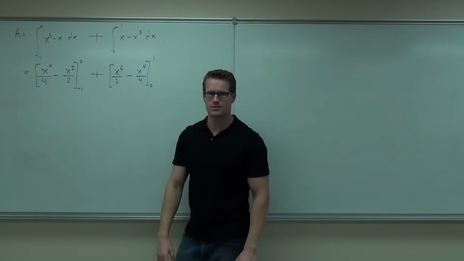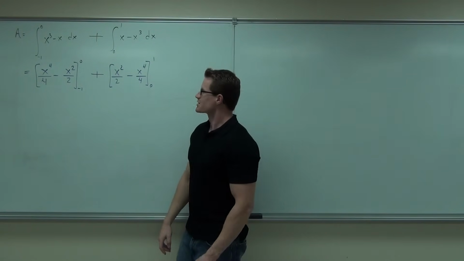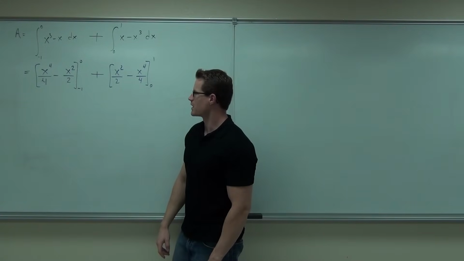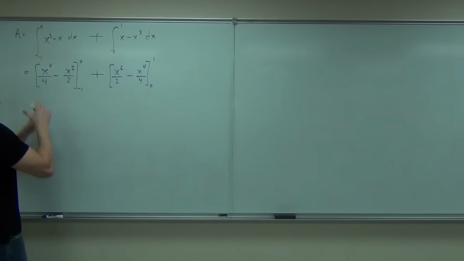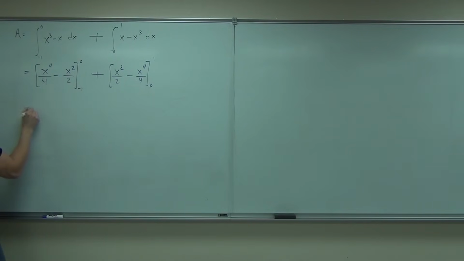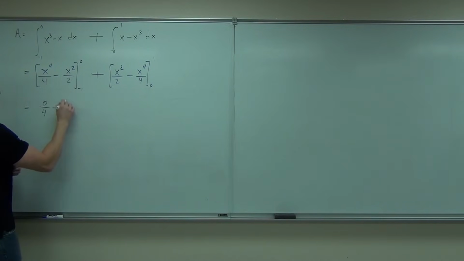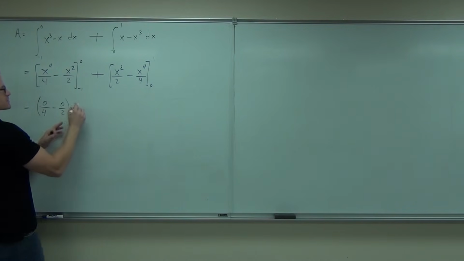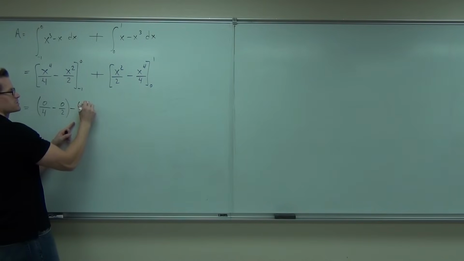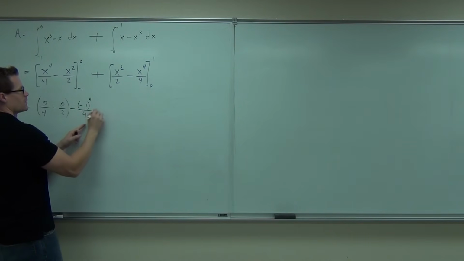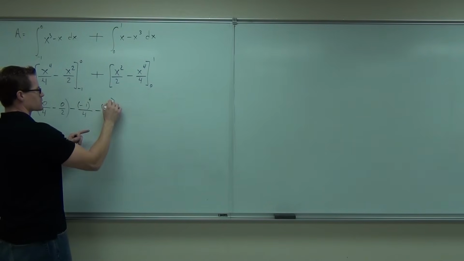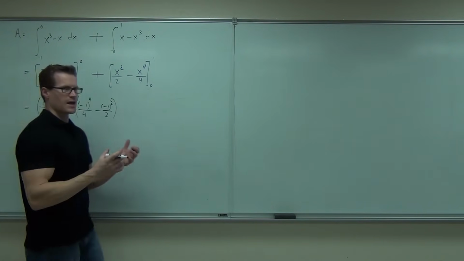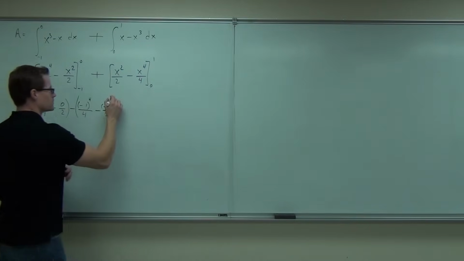Feel all right with that so far? Okay. So let's go ahead and accomplish this one and plug in all of these numbers. 0 over 4 minus 0 over 2, minus -1 to the 4th over 4 minus -1 squared over 2, and make sure you have that in parentheses. It's important to have that because that sign is going to change.